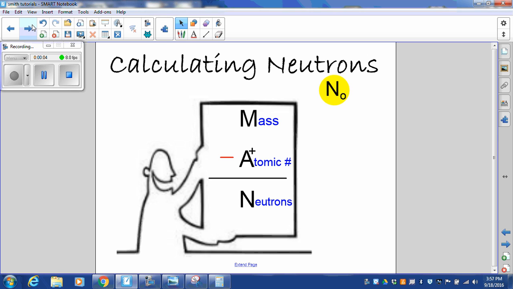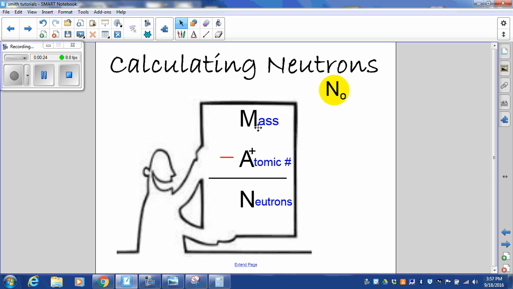This tutorial will be going over calculating neutrons. Here's a neutron. They have a zero charge. That's why it says no charge. To find neutrons, this is the formula I use: MAN. I have a little man holding a sign, his formula.